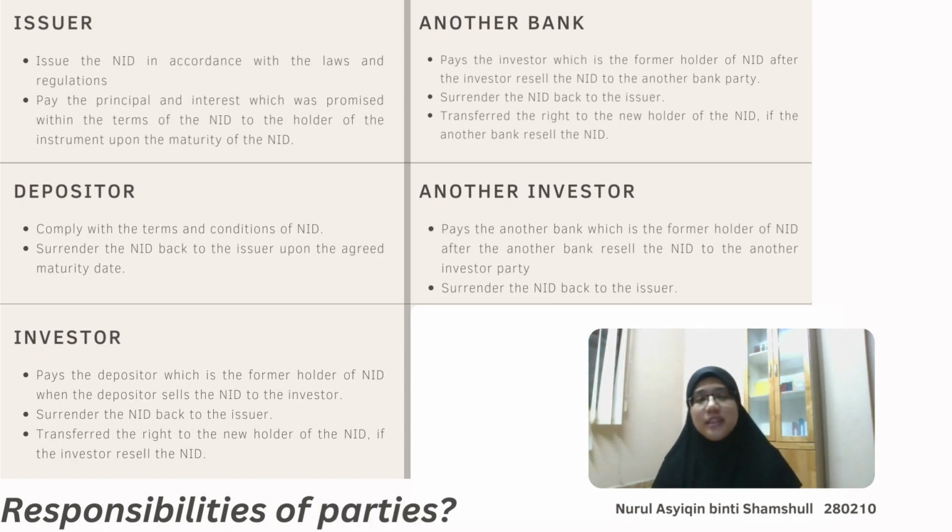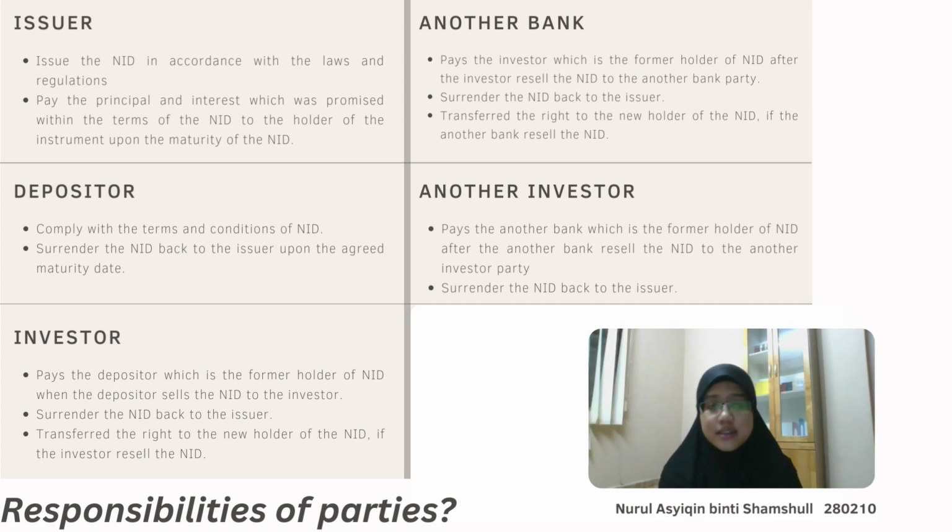For the responsibility or obligation of each party, for the issuer, the issuer is obligated to issue the NID in accordance with the law and regulation passed by the Bank Negara Malaysia and the Securities Commission of Malaysia. The issuer is also responsible to pay the principal and interest which was promised within the term of the NID to the holder of the instrument upon the maturity of the NID. Lastly, the issuer is also obligated to keep the customer's personal information and not disclose it to the public.